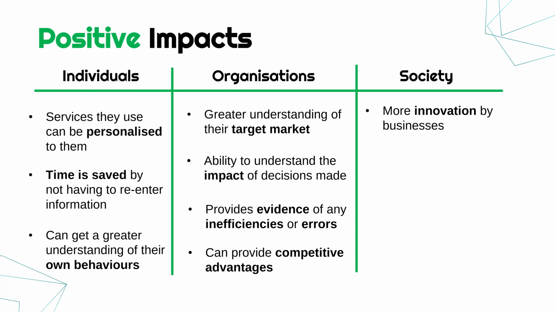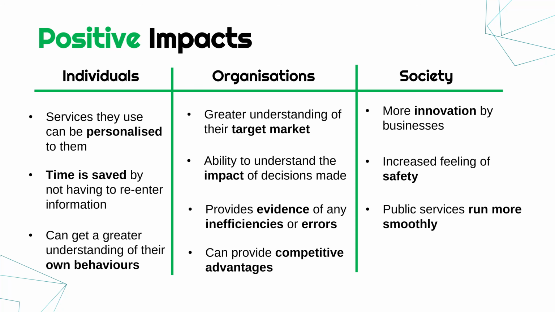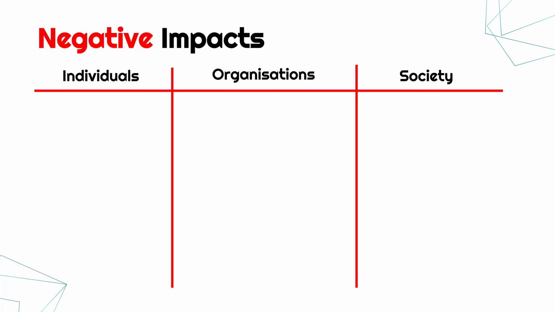For society more generally, if we're using lots of data effectively, this can lead to more innovation by businesses, more variety in products. It might also make society feel safer generally. I'm thinking more about the law enforcement examples we looked at, like CCTV cameras or clear tracking of criminals. And public services like hospitals or public transport might run more smoothly if they're using the data effectively. But there are issues with collecting and analysing data, which we have to be aware of. Again, here are just some examples which you can adapt and use if you'd like to.